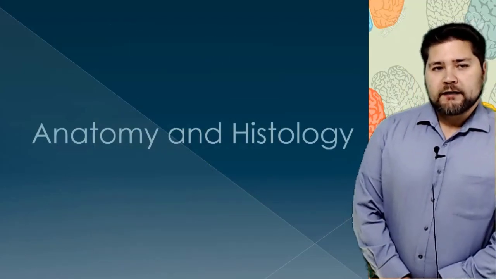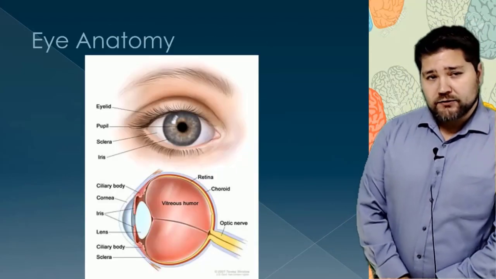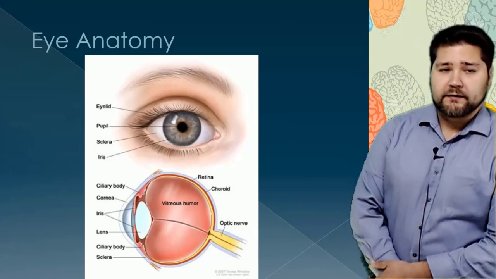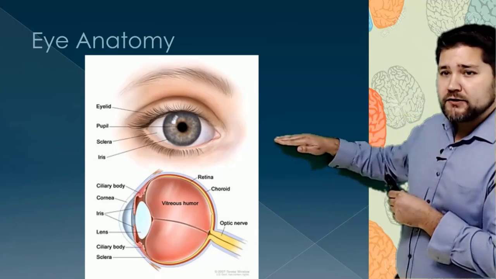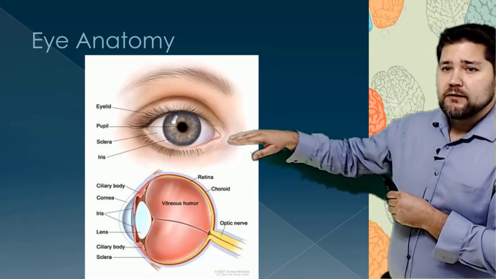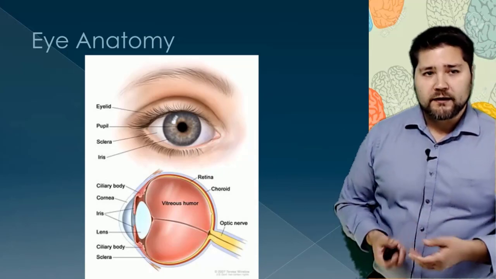So starting with the anatomy and histology, we can go ahead and begin with the external eye, namely the components surrounding the eyeball. So we have our eyelid, and the eyelid is going to actually converge on 2 canthuses. The medial and lateral canthus, respectively, given their location.